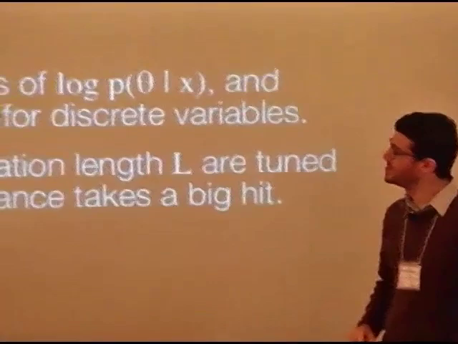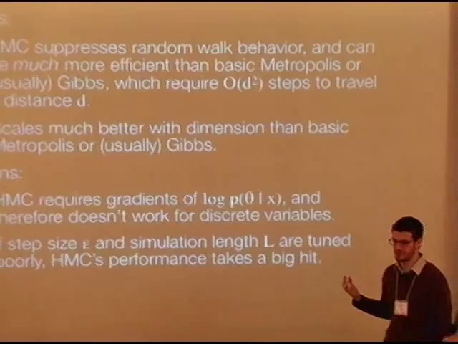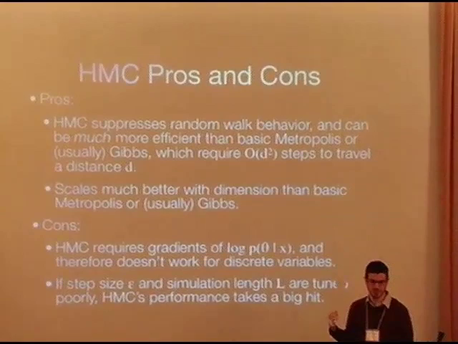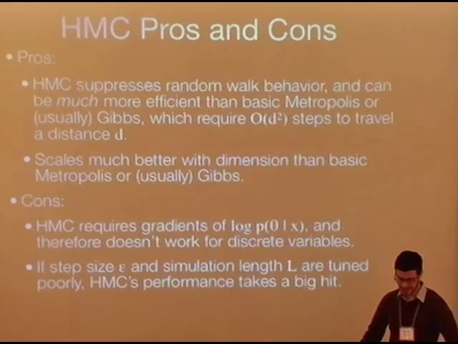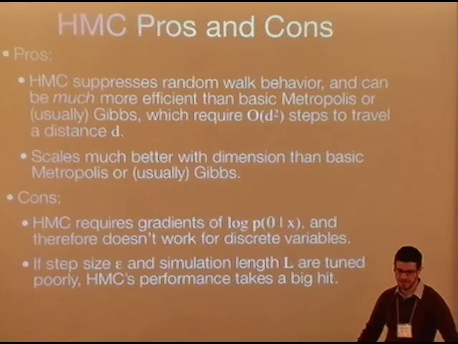Just to summarize the pros and cons of HMC, it's able to suppress this random walk behavior that you see with random walk Metropolis and Gibbs sampling, which basically are able to take only small steps at a time. They're only able to generate small proposals that will be accepted with high probability, which means that they explore this space via a random walk, which means that they require order d squared steps if they want to get a distance d from where they started, which is really bad. That kind of scaling is just not very acceptable.